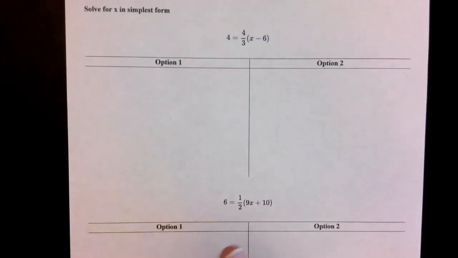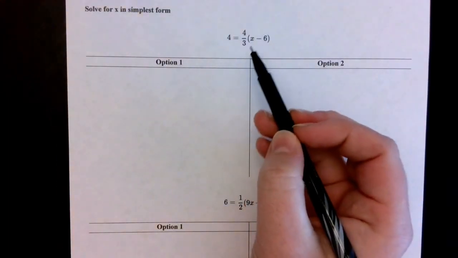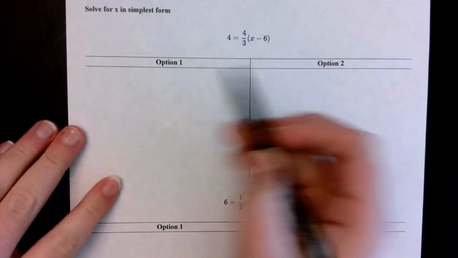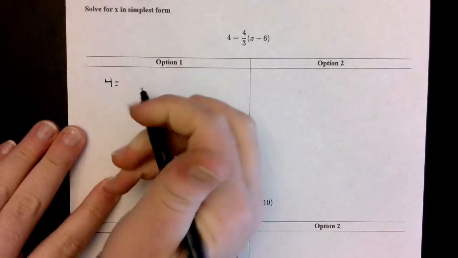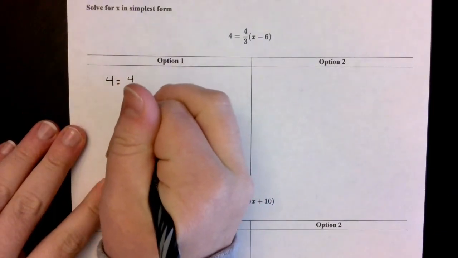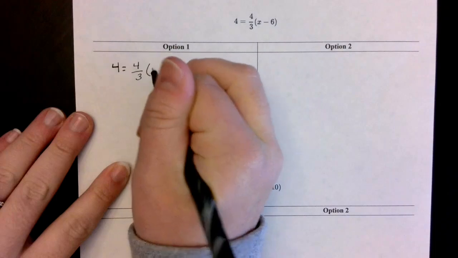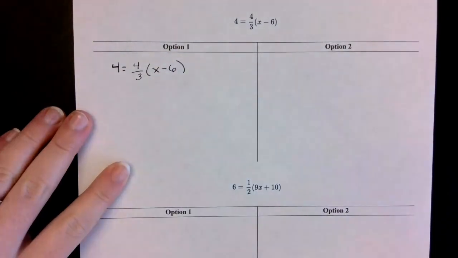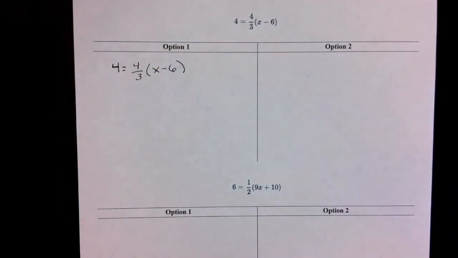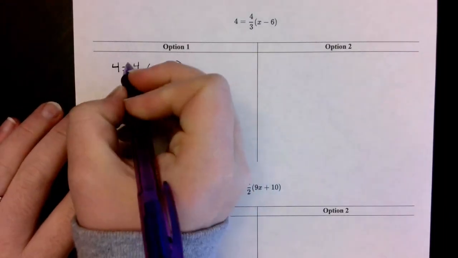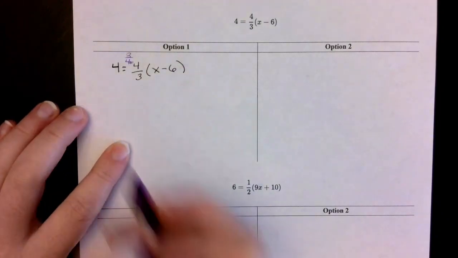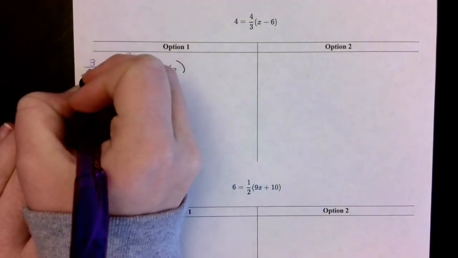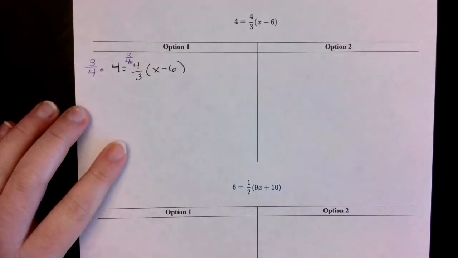So our first example says 4 equals 4/3 times x minus 6. So in option 1, I'm going to get rid of the fraction right away. So let me rewrite the equation. To get rid of the fraction right away, I am just going to multiply by its reciprocal. So I'm going to multiply here by 3/4. And what I do to one side, I have to do to the other. So I'm going to multiply that side by 3/4 also.